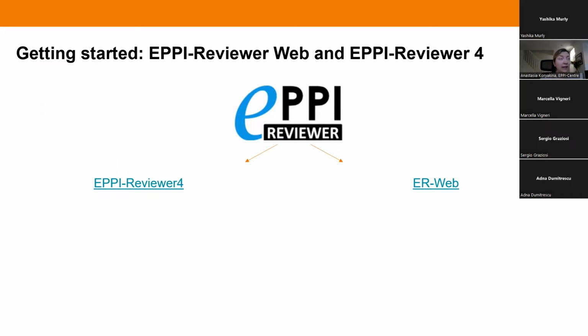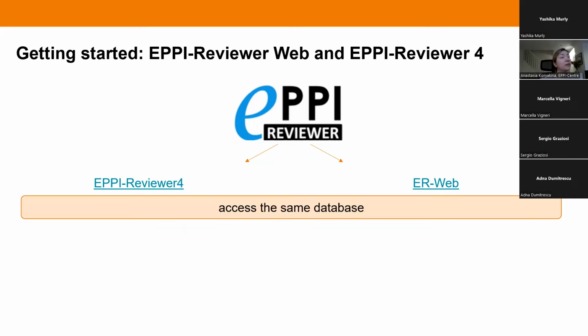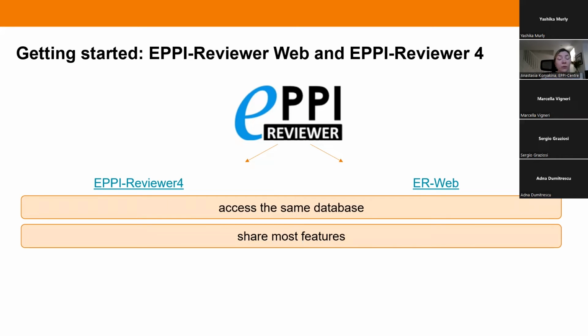Okay, and finally, the last thing that I should mention before we start the overview of the software itself is that we currently have 2 versions of EPPI-Reviewer available and supported. It's EPPI-Reviewer 4, which is the previous version of the software, and EPPI-Reviewer Web, which is a newer one. Both versions access the same database. This means that you can open your review in EPPI-Reviewer 4 or in EPPI-Reviewer Web as you want. And both versions share most features. Most things that you can do in EPPI-Reviewer 4, you can also do in EPPI-Reviewer Web.